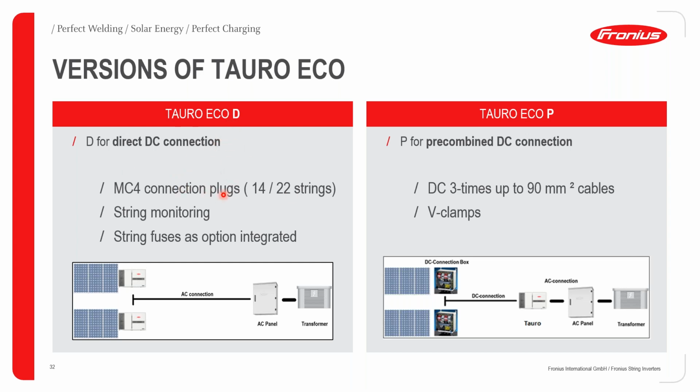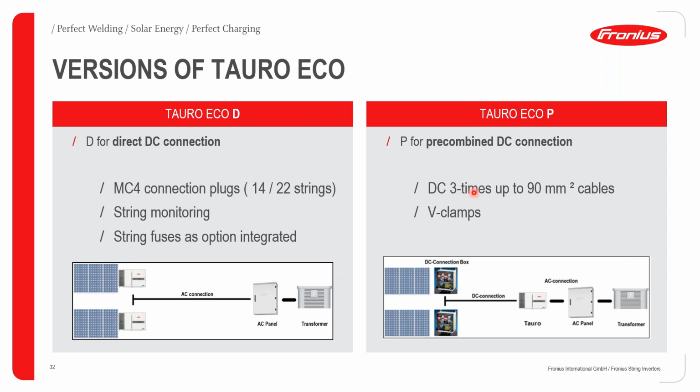D simply stands for direct, while P stands for pre-combined. So with the direct connections, it means that your inverters are installed pretty close to the modules, so you can have your MC4 connection plugs and have from 14 to 22 strings connected, and then have a long run of AC connection to the AC distribution panel.